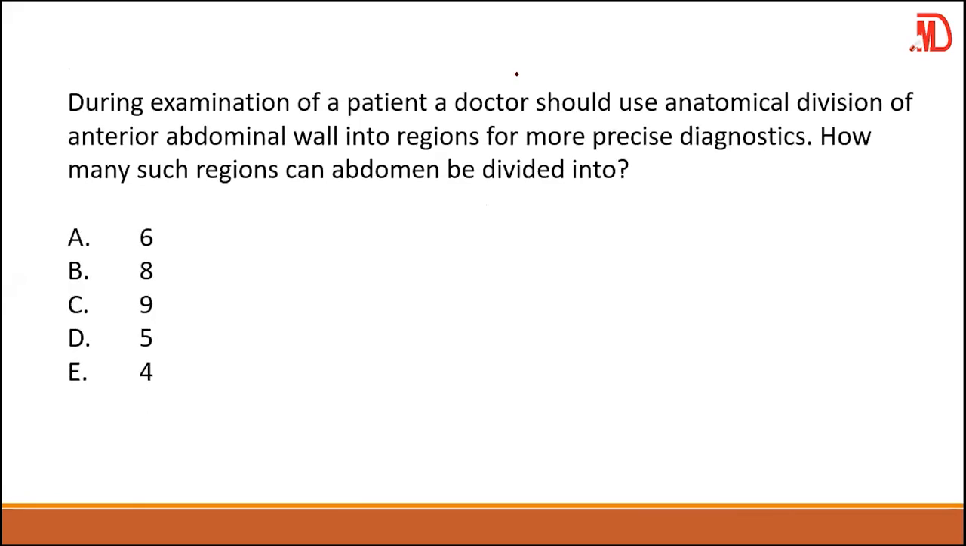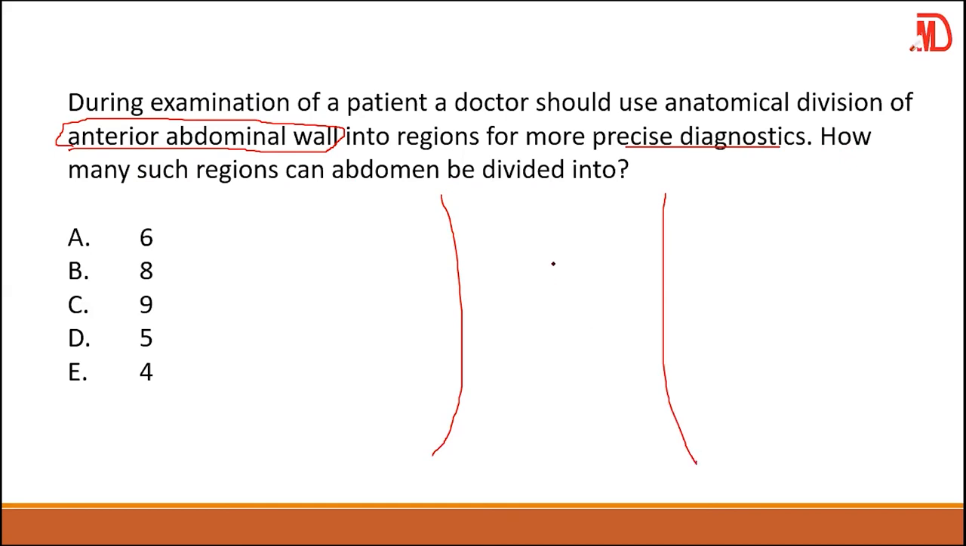During examination of a patient, a doctor should use anatomical divisions of anterior abdominal walls. I've drawn this thing like a dozen times. Into regions for more precise diagnosis. How many such regions can abdomen be divided into? Who can tell me? We've done this one like a dozen times. Come again? 9. Exactly. So you do it this way. Then you divide it that way.